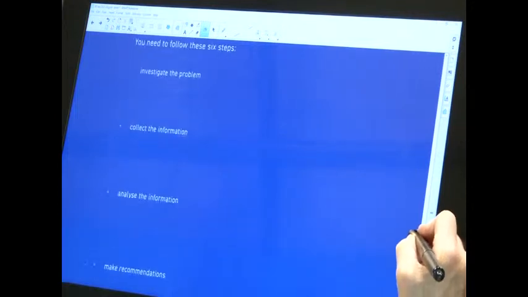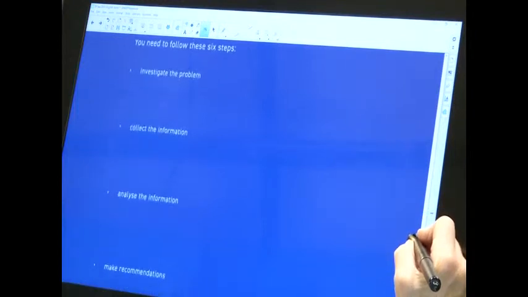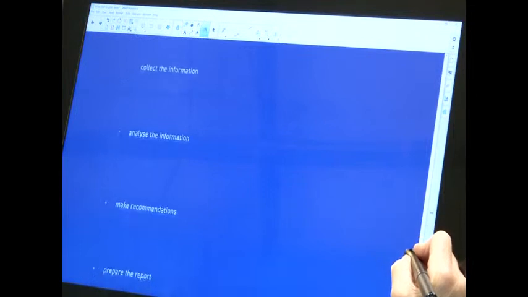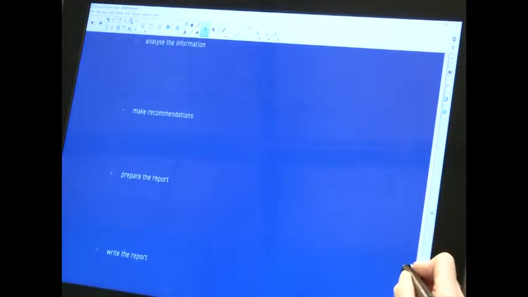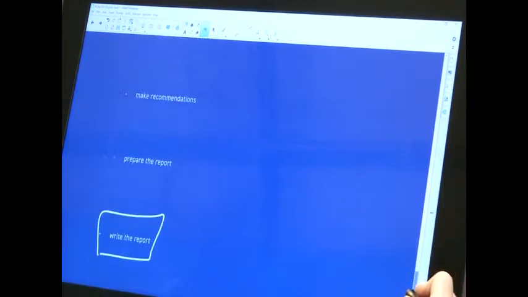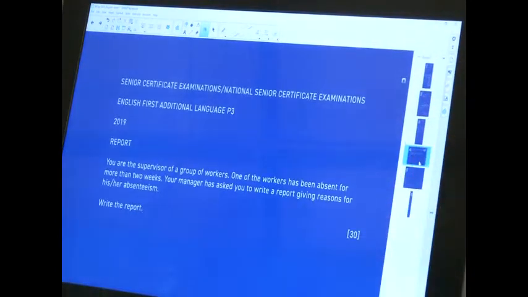Right, so in your head, you're going to investigate, collect, think about the information you've got, and then think about your recommendations and prepare and write the report. And this obviously is what you do in the exam, but you have to imagine all of this inside your head. And here is a past paper. Let's look at it.